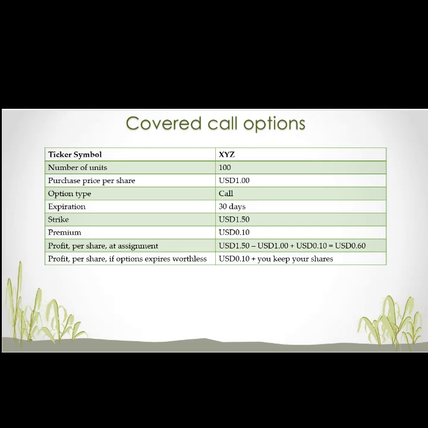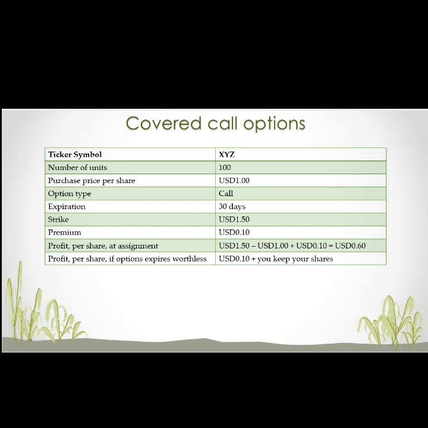This means that in total, you will receive a profit of 60 cents per share on or before the expiration of the options contract if the price of ticker symbol XYZ goes above $1.50. The flip side to that coin is that the value of the shares stays below the $1.50 by day 30.